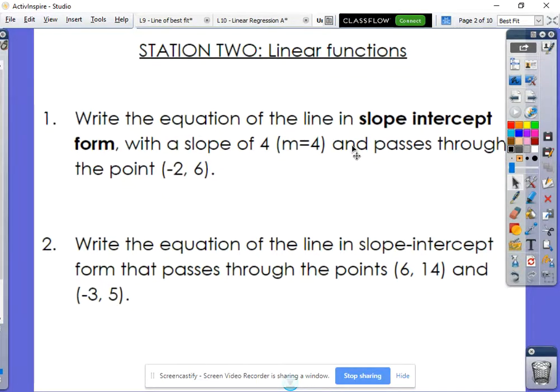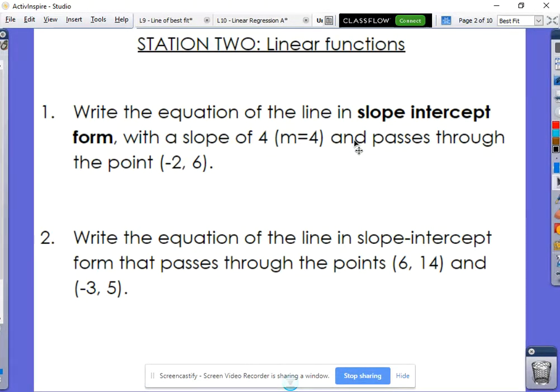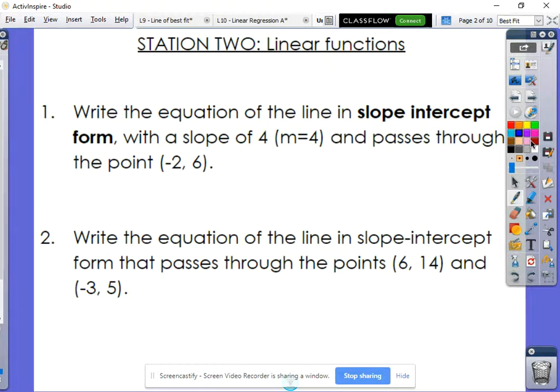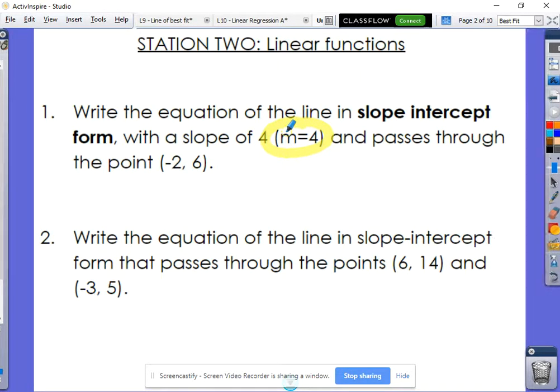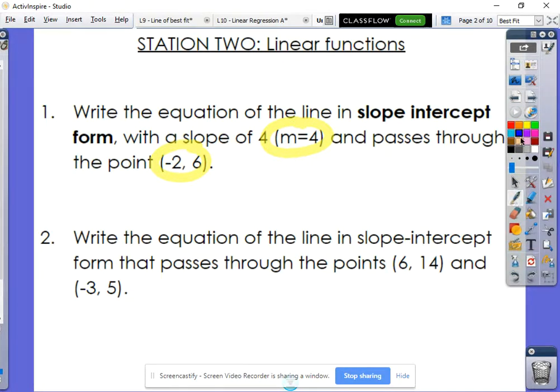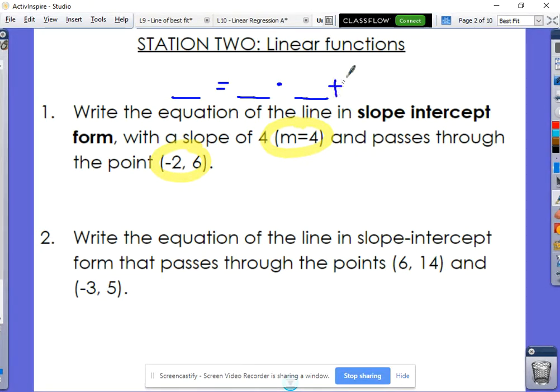Okay, so station 2 is all about creating the equation from some information provided. So I'm going to highlight the important information. We know that our slope is 4, that's given to us. And we also are going to go through that point -2, 6. So to do that, we use our famous blank equals blank times blank plus b.